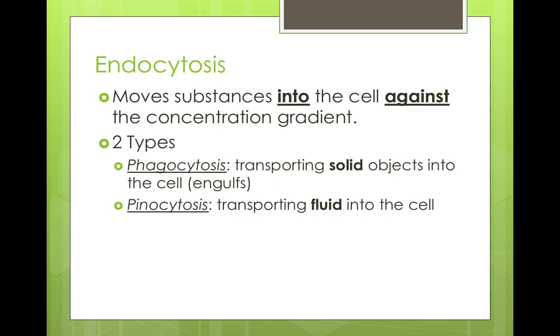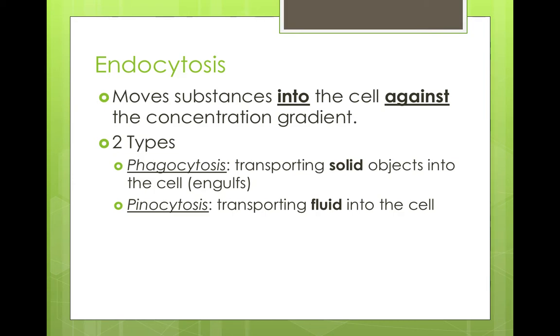So endocytosis, I'm pretty sure that you can understand what this term means. If you just break this down, endo would be to enter, E-N, enter, cytosis, that cyto means cell. So it's to move substances into the cell but against the concentration gradient. Remember, it's active transport. We're going against the gradient. So we're moving things into the cell against the gradient.